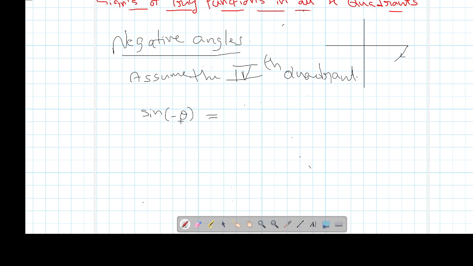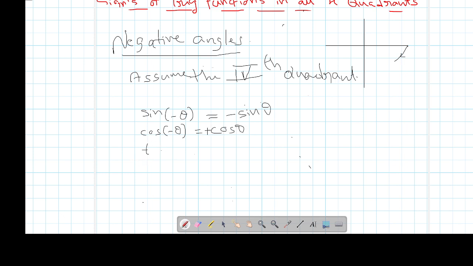Sine depends on the y axis, and y is negative in the fourth quadrant. So this will be minus sin theta. What is cos of minus theta? As I already mentioned, cos depends on the x axis. What is the sign of the x axis in the fourth quadrant? It is positive. So cos of minus theta is plus cos theta.